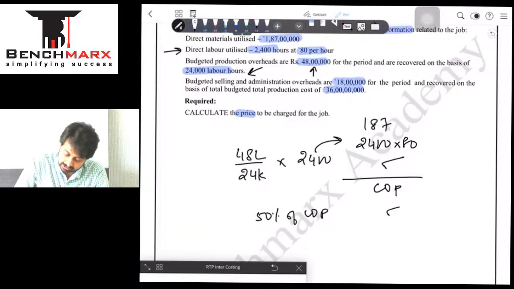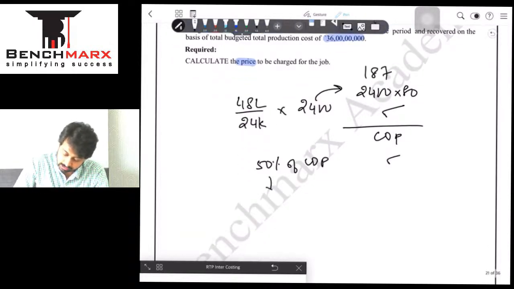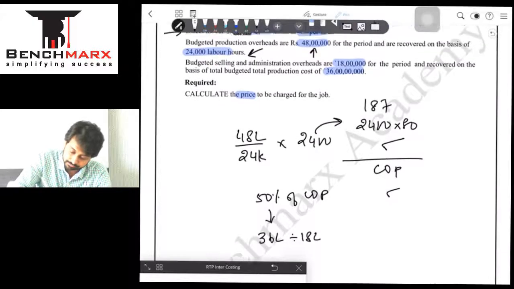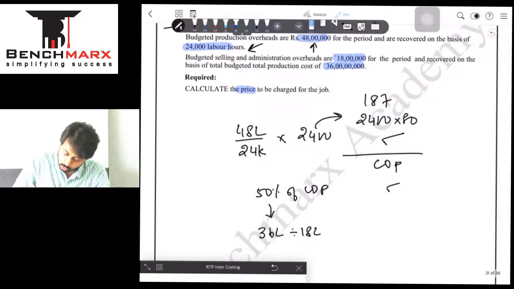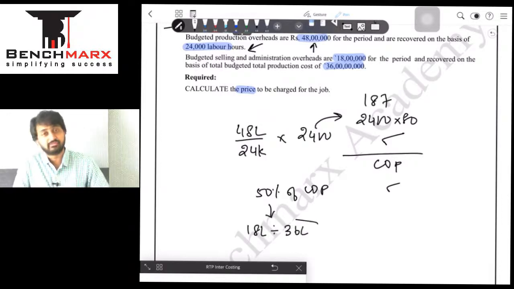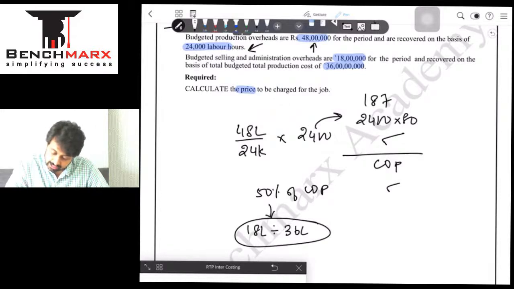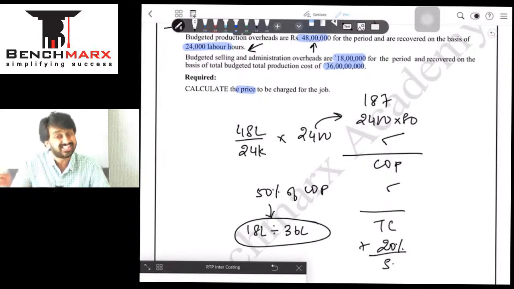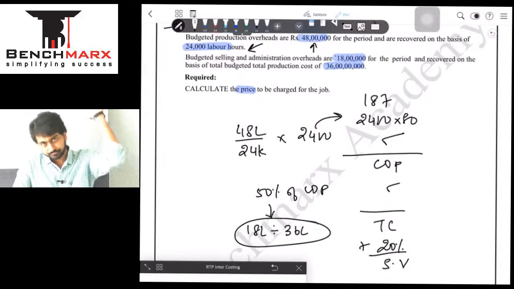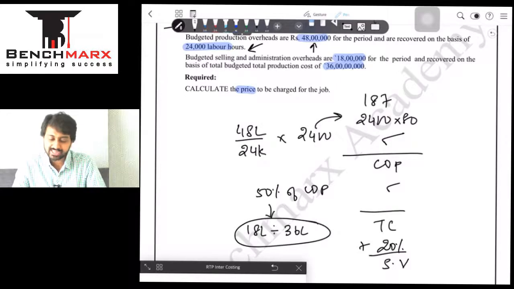Where did this 50% come from? This is nothing but 36 lakhs divided by 18 lakhs. Oh, reverse, 18 by 36, 18 is the admin. I reversed it. When my overheads were 18 lakhs, my COP was 36 lakhs, which means the absorption rate is 50% of COP. Once I get this, I'll get total cost. Simply add 20% margin. I will get the sale value, and that's it. Finished. This is all the question is, because there is nothing else in the question.